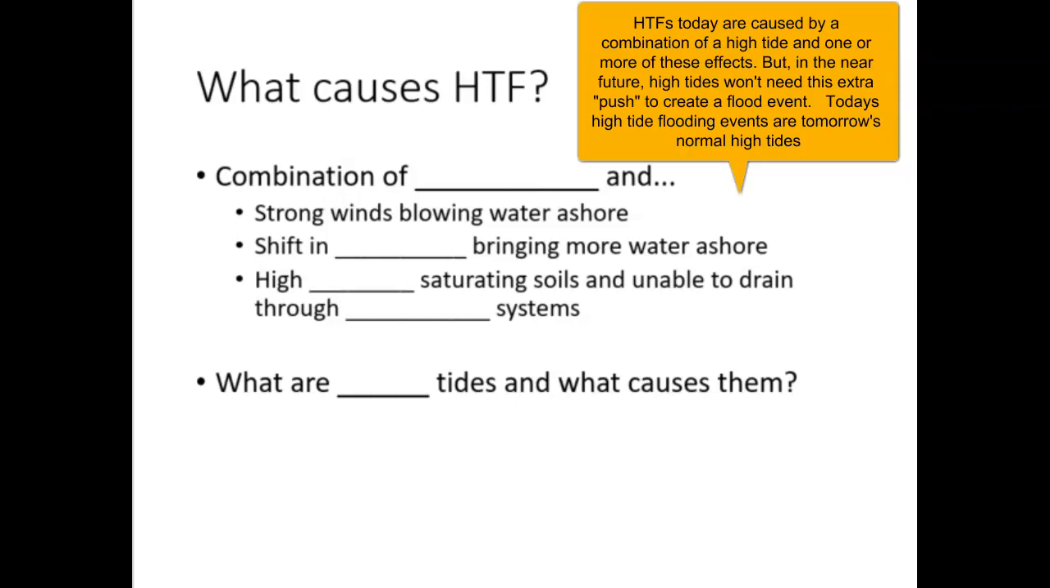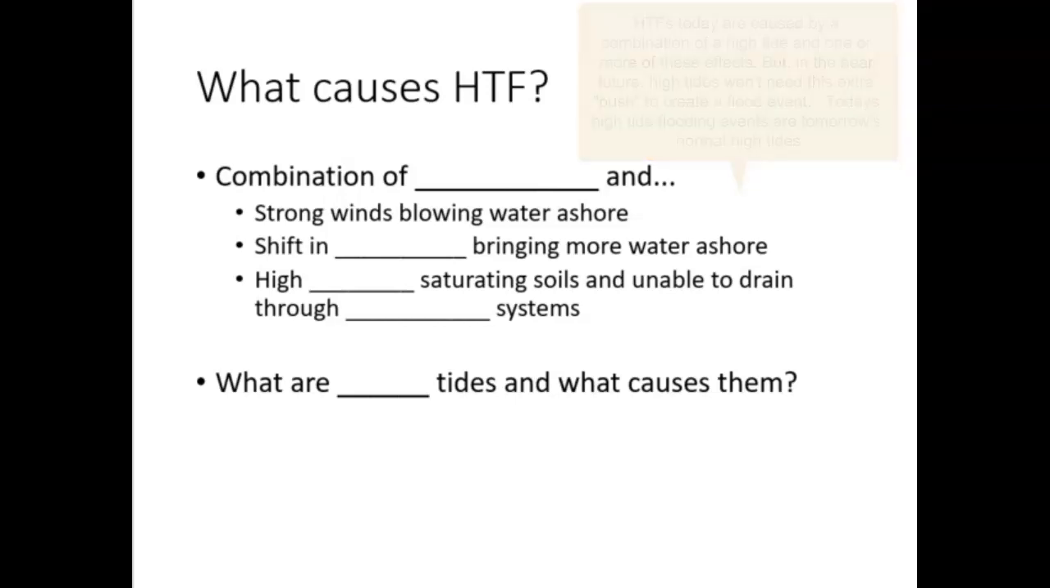Or it can be a high level of rainfall that saturates soils, and then therefore the soils are unable to drain the water out and away. One other problem we have in the built environment is that with a lot of rainfall and the soils being saturated, the rainwater is not able to travel through our stormwater systems. That's this last blank right here.